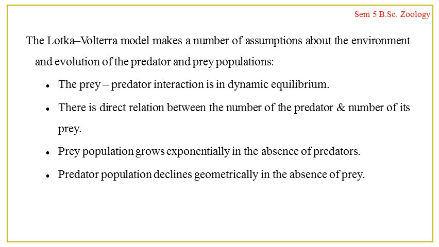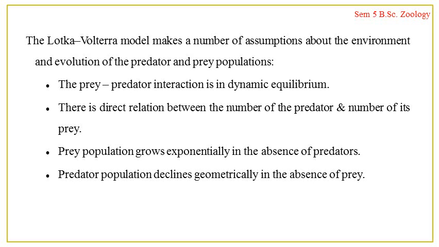The predator population declines geometrically in the absence of prey. When food is not available in sufficient quantity for the sustenance of the predator species, the predator population declines geometrically, corresponding to the decrease in the prey population. That kind of relation is what is found, and these are the assumptions put forward by the Lotka-Volterra model. So we can conclude that the population growth of the predator species is actually a function of the prey population.